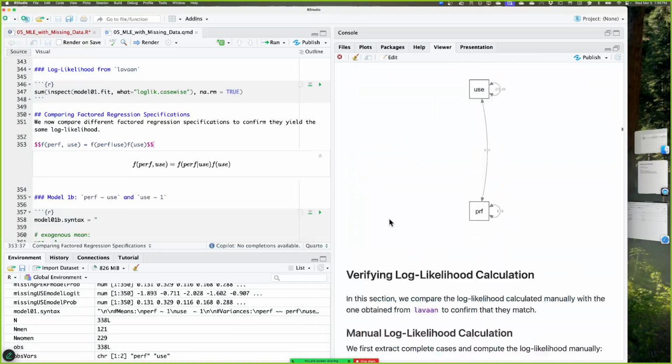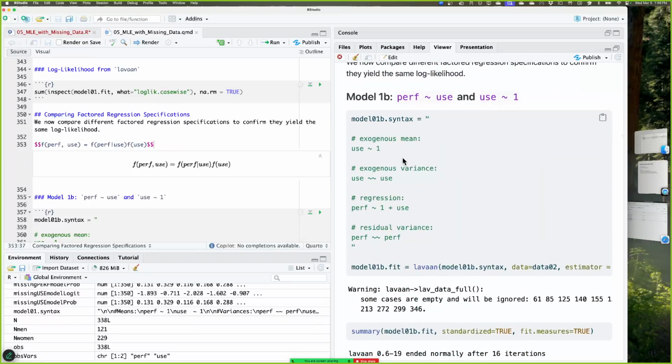But now, once we get into the factored regression approach, you'll note that performance being predicted by usefulness is what we call an endogenous variable, meaning its variance is being explained, and usefulness is now an exogenous variable, meaning we're going to have it in the likelihood, but we're not going to explain its variance. So I separated my syntax by exogenous versus endogenous. Let's start with usefulness. The mean of usefulness we specify, and the variance we specify. But we don't have a covariance between performance and usefulness, because usefulness is the only exogenous variable that we have.